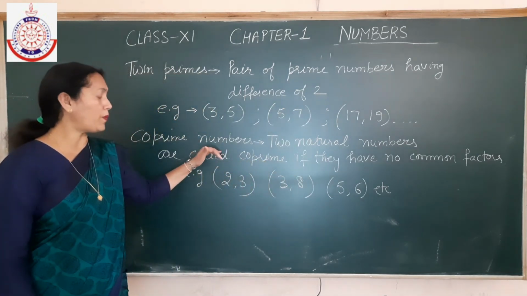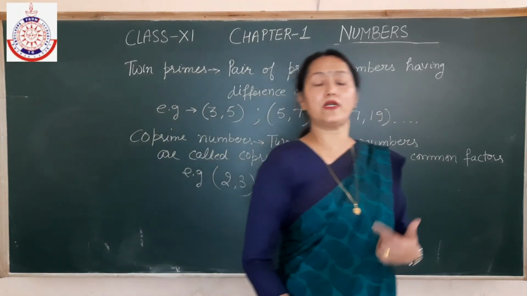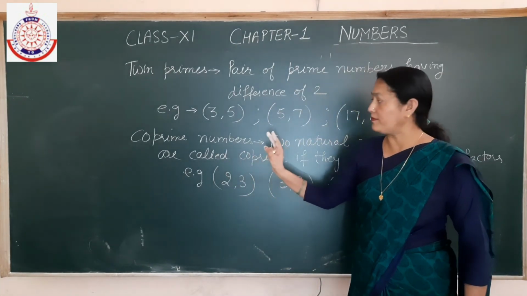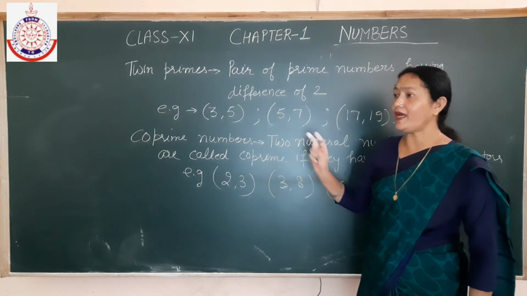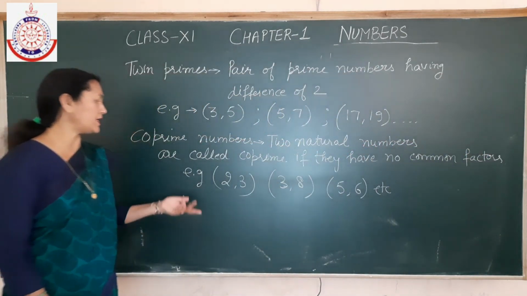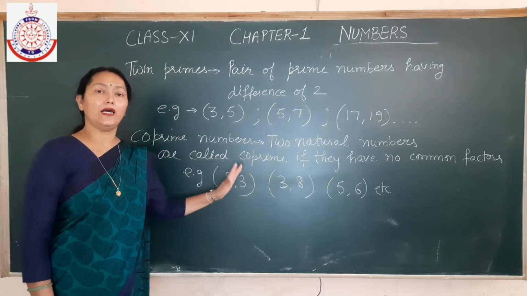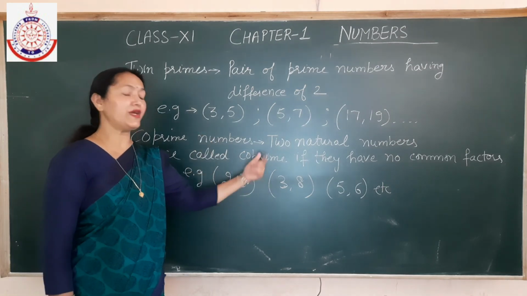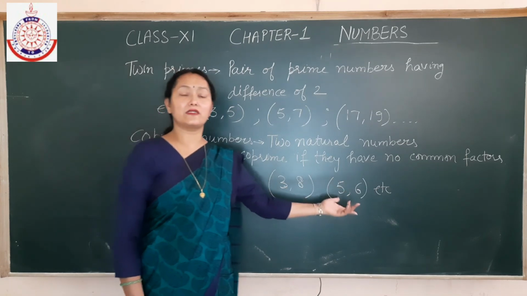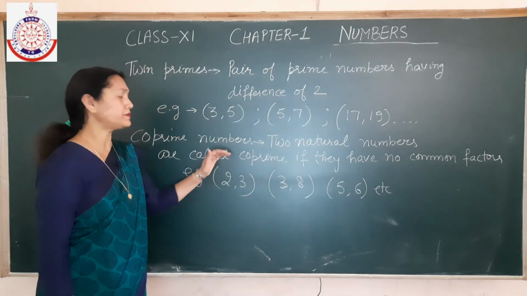Next is co-prime numbers. For co-prime numbers, whether the number is prime or not doesn't matter. We have to take any two natural numbers, but they should not have any common factor. We can take any two natural numbers. For example, we can take 1 and 2 also. 2, 3, both are natural and they have nothing in common. 3 and 8, both natural, no common factor. 5, 6, natural, no common factor. So such numbers are called co-prime.